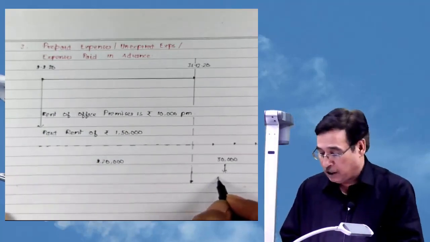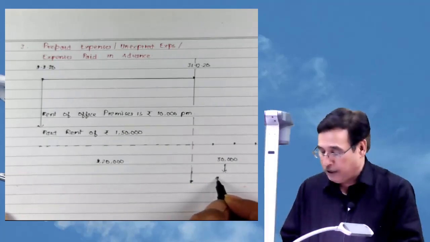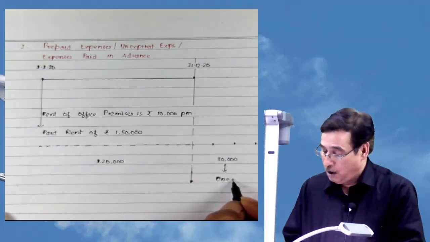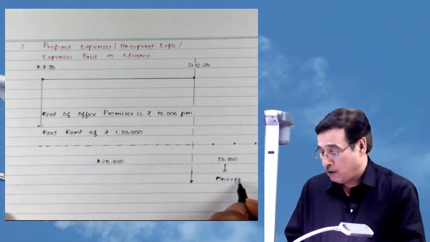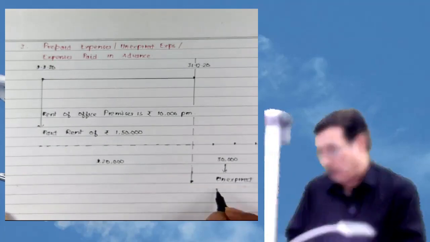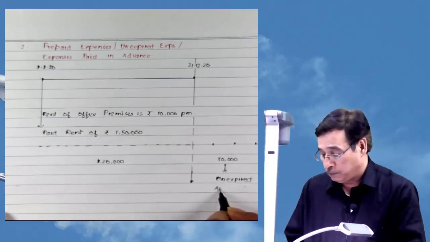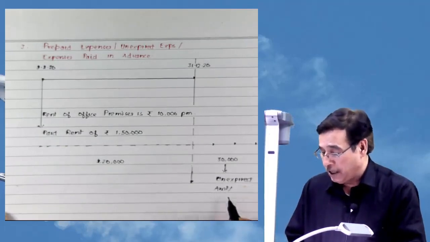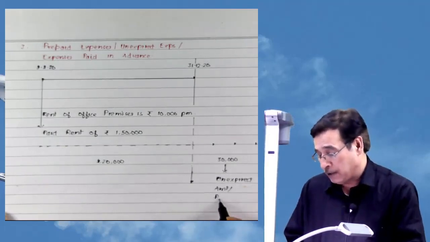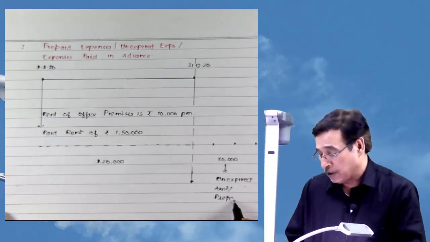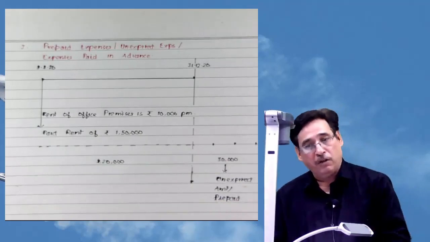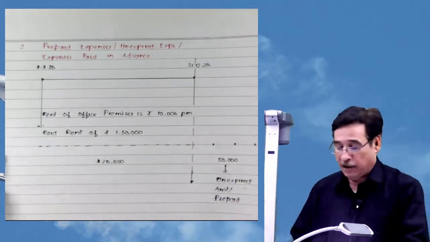First of all, this 30,000 will be treated as unexpired amount, or you can call it advance amount, or you can call it prepaid expenses, or you can call it expenses paid in advance, whatever you may like to say. First of all, you must understand the meaning of unexpired.